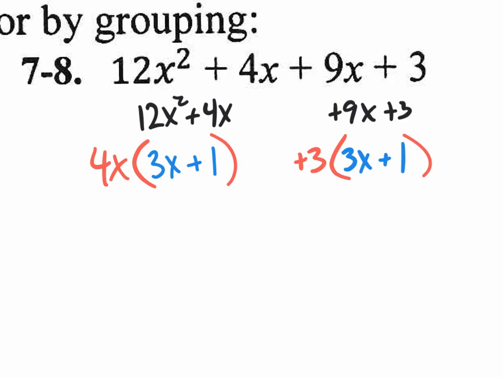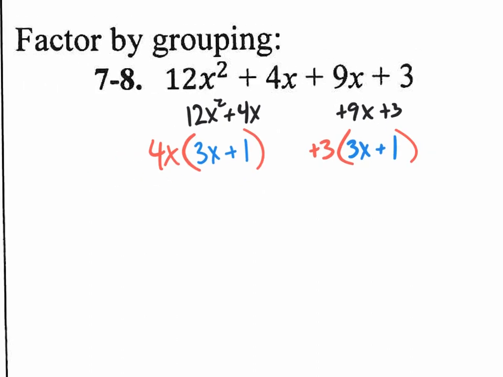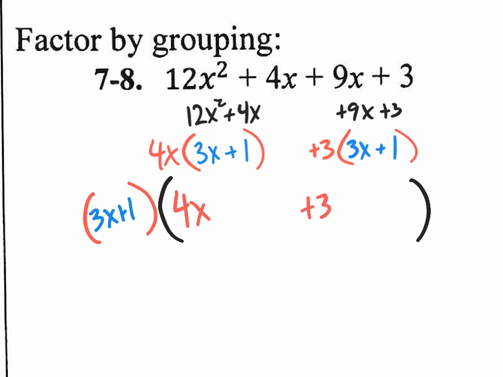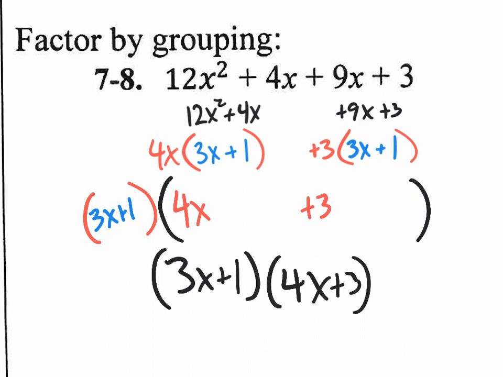3x plus 1. And now that we have that common binomial in the first group and the second group, we take a step back. So I zoom out a little. We put some exaggerated parentheses right here. And on the outside, I'm going to put that common binomial of 3x plus 1. And on the inside, what do I have left? I have a 4x plus 3 left over. And that's it. 3x plus 1, 4x plus 3.